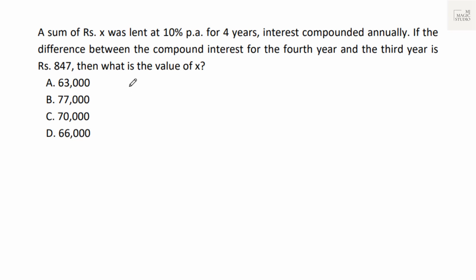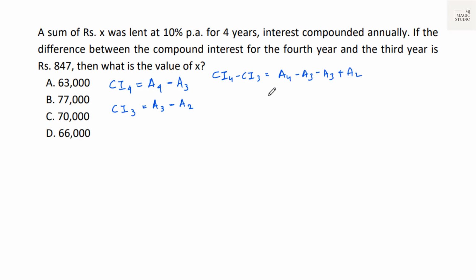Now, how to find the formula of compound interest for the 4th year? Compound interest of the 4th year is nothing but amount at the end of the 4th year minus amount at the end of the 3rd year. And compound interest for the 3rd year is amount at the end of the 3rd year minus amount at the end of the 2nd year. Now it is given that the difference between compound interest of the 4th year and the 3rd year, CI4 minus CI3, will be A4 minus A3 minus A3 plus A2.